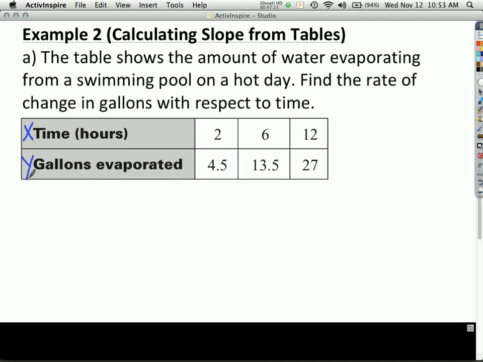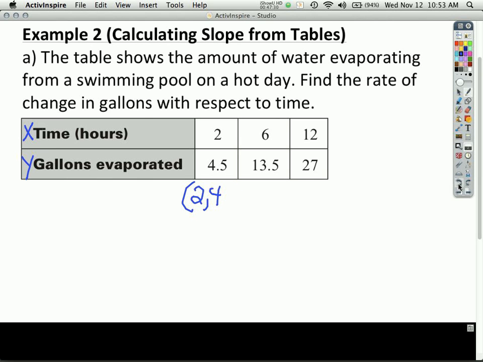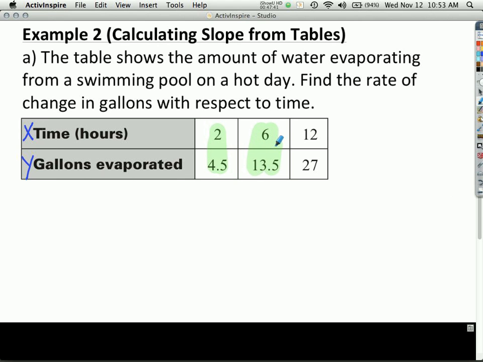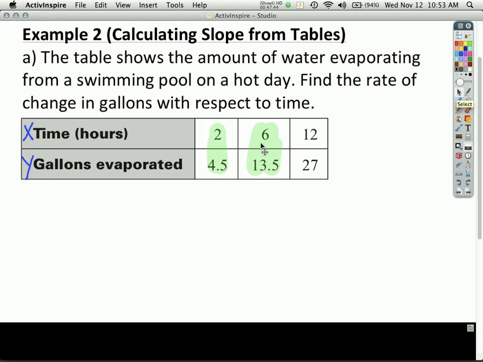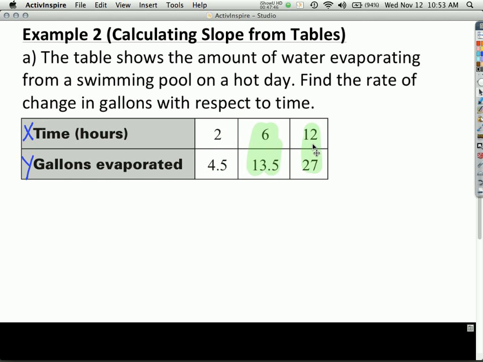So in essence, this is an ordered pair and could be written like this. I don't want you to write this, but I'm just showing you that even though it's written vertically, it represents an ordered pair. So to calculate slope from a table, you just have to pick 2 ordered pairs. So you can actually pick this one and this one. Or you could actually pick this one and this one. Or you could actually pick this one, and it won't make a difference.